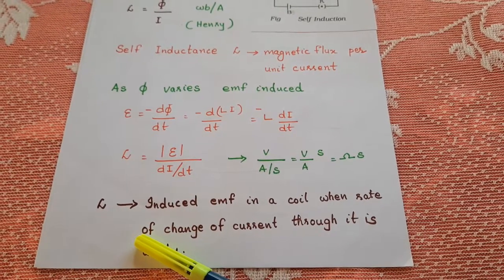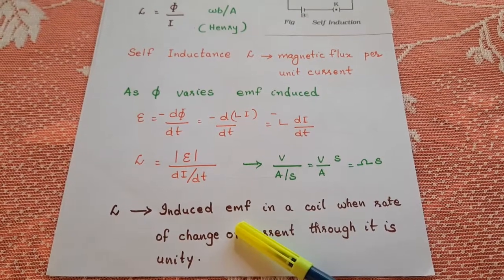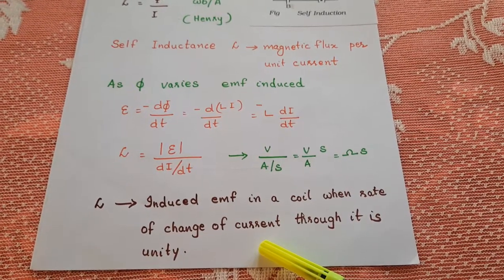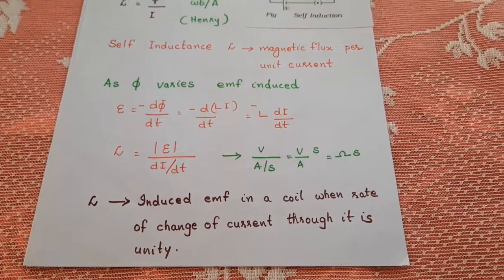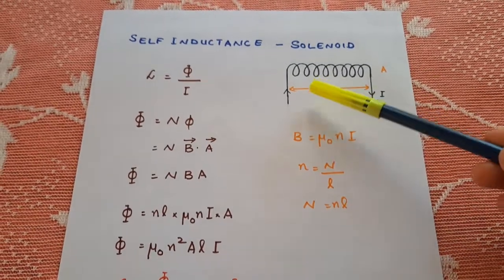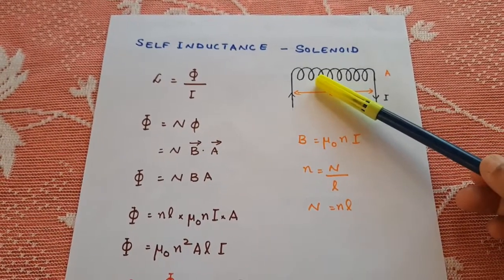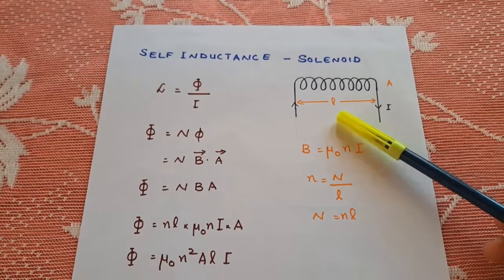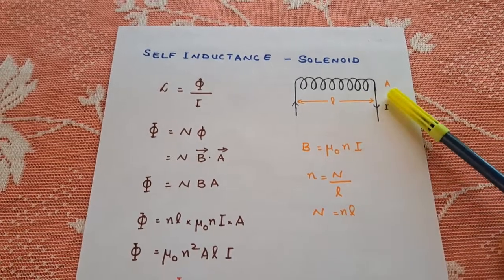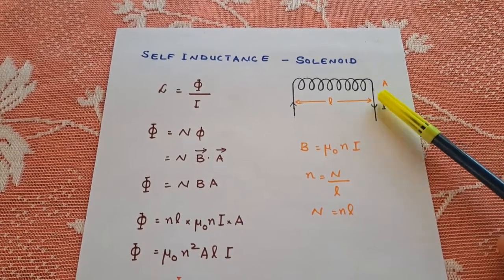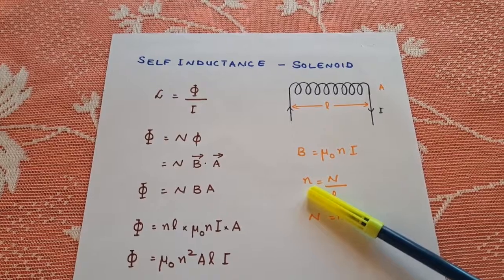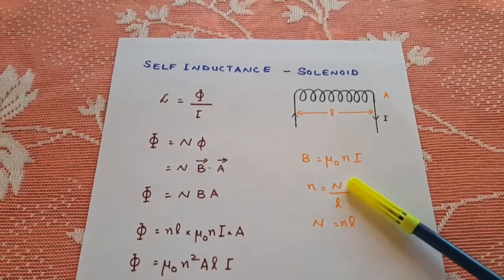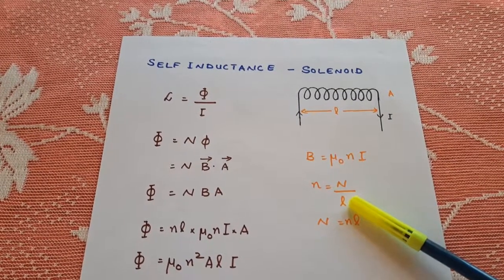So L may also be defined as the induced EMF in a coil when the rate of change of current through it is unity. Now let us see the self-inductance of a long solenoid. Let us consider a solenoid of length L and area A, and let small n be the number of turns per unit length, that is equal to total number of turns by length of the solenoid.